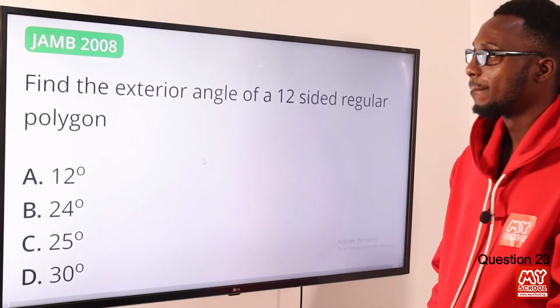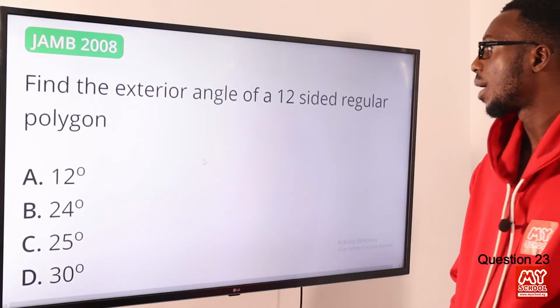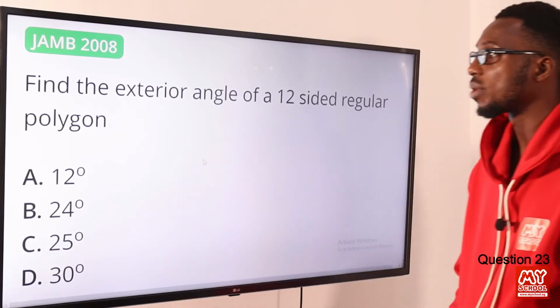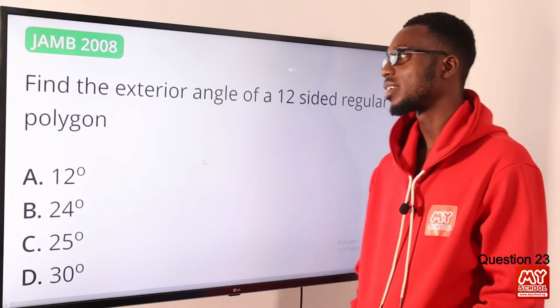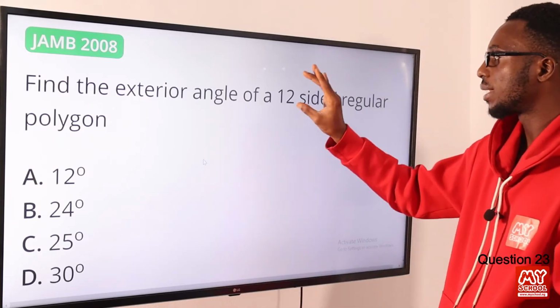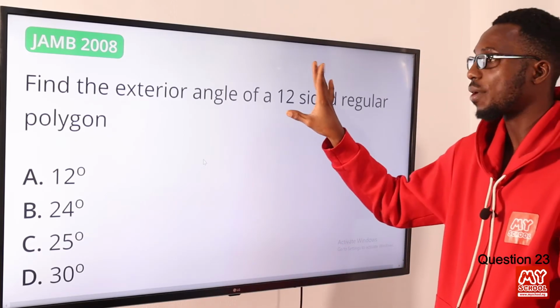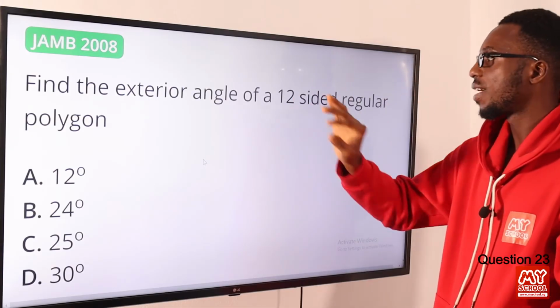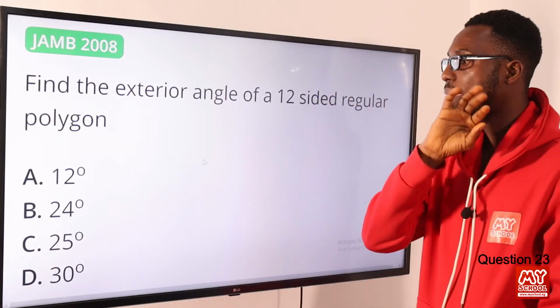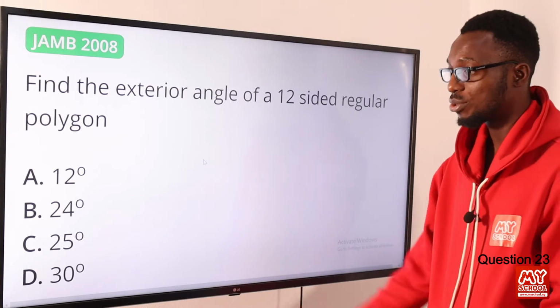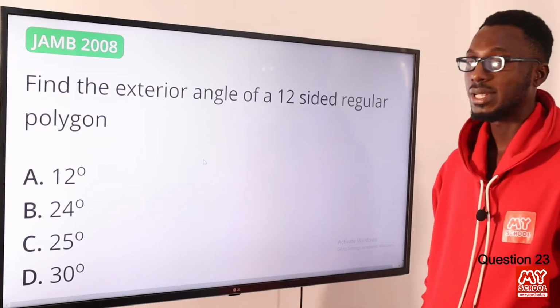23. Find the exterior angle of a 12-sided regular polygon. Okay, so each exterior angle will just be 360 divided by the number of sides. So we have 12 sides here. So it's just 360 divided by 12. That is 30 per angle. Okay, so 30 degrees. So option D, 30 degrees, is the right option. 24.